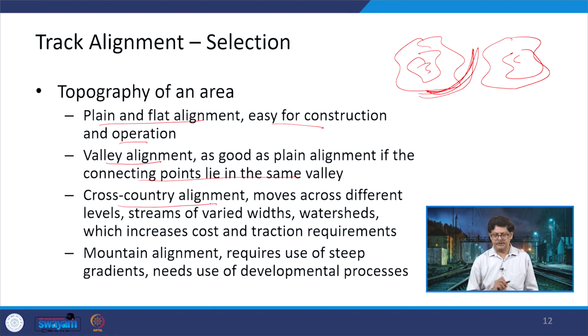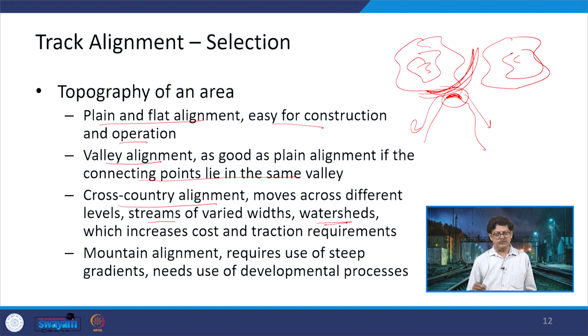Cross country alignment. Now, cross country alignment means it is passing through different levels, it is passing through different types of terrains. There may be a possibility that there are rivers which need to be crossed, and these rivers or nalas which may be there, they may be of different widths. Watershed locations may be there, that is the water flows in this direction, and in this direction, so this is a watershed line. So, if we are moving our track at this point, there is no problem of drainage.